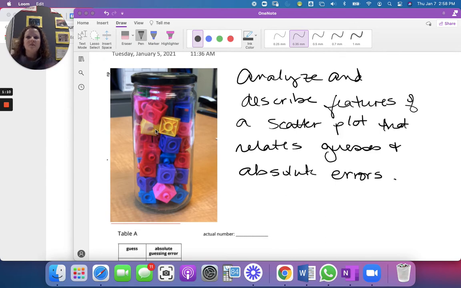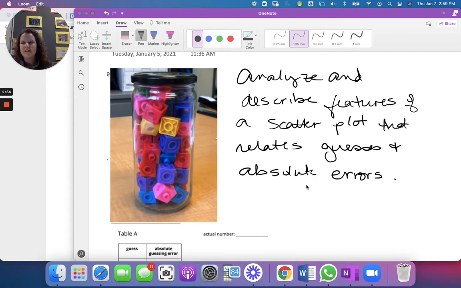So today what we're doing is we're learning how to analyze and describe features of a scatter plot that relates guesses and absolute value. So the first thing I actually want you guys to do is look at this jar of units. This is something we use in lower level math to teach counting and such. So look at this jar and guess how many of those little pegs you think are in that jar. So if you think about it, maybe there's 6 in that bottom level, 1, 2, 3, 4, 5, 6, 7, 8, 9. That'd be about 54. So I'm going to guess 54.